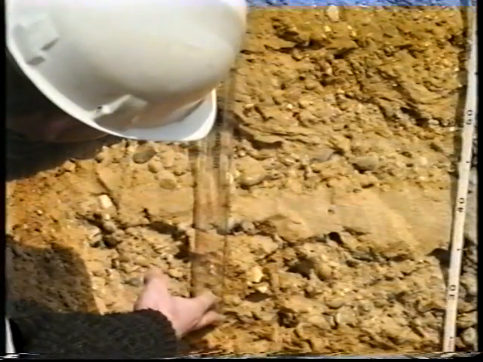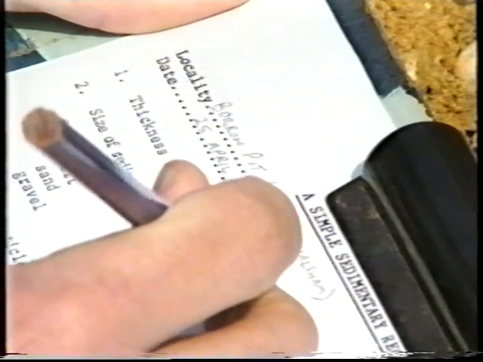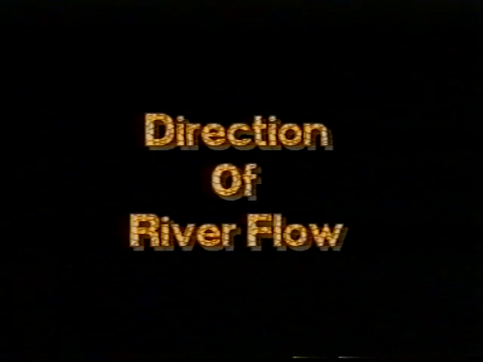The depth of the water is quite easy to find out. We already know the thickness of the layer. It was 20 centimetres. To find the depth of the water that this was deposited in, just multiply that by 6. 120 centimetres, or 1.2 metres. Quite a shallow river. In many deposits, the pebbles are arranged in a particular way.